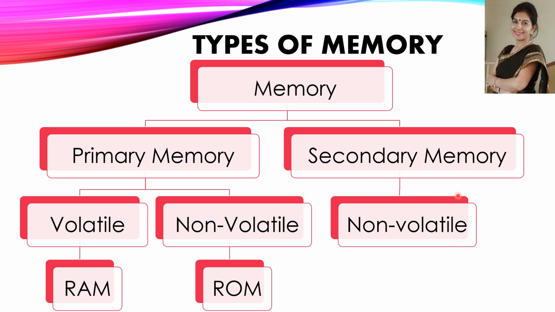Now the secondary memory is used to store data for a longer time. It is non-volatile in nature, but it is slower as compared to the primary memory. So this was all about the computer memory chapter. I hope you have understood all the points properly. This is a very important chapter. You should know all these minute details about the computer memory.